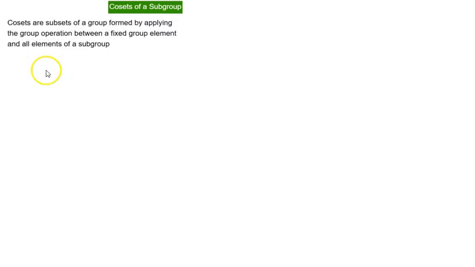Let us look at cosets of a subgroup. Cosets are subsets of a group formed by applying the group operation between a fixed group element and all elements of a subgroup. Okay? So let's say we have a group G and a subgroup H of G.